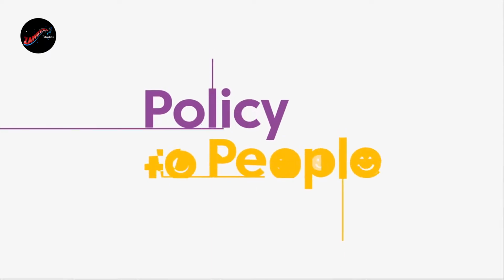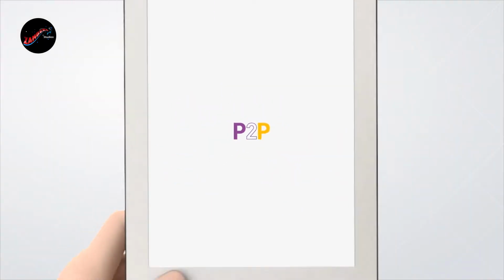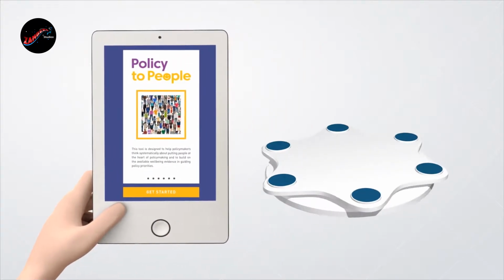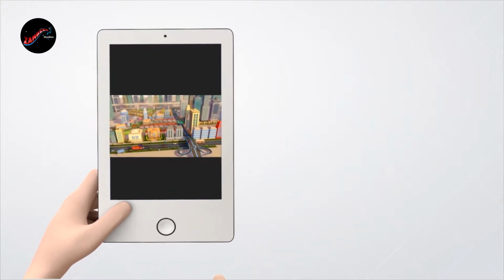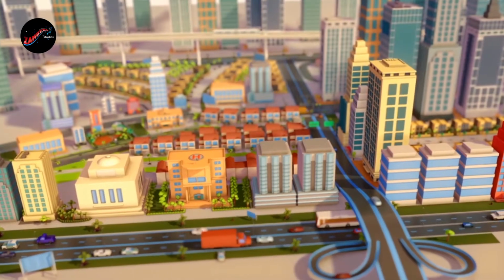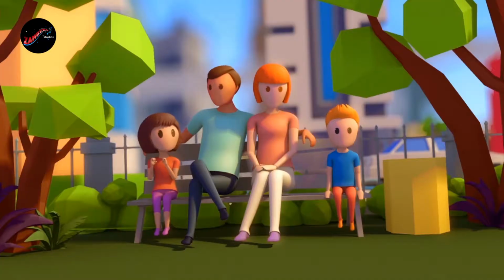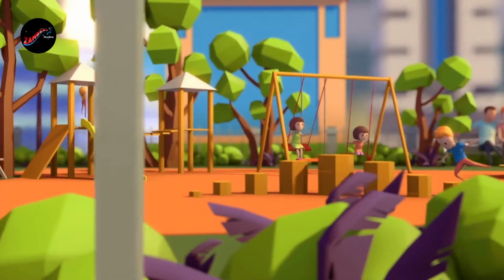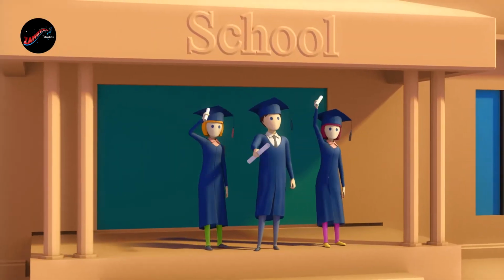Hello! We're here to discuss the Policy-to-People Impact Assessment Tool, also known as the P2P tool, which allows us to get closer to instilling well-being across all government entities. The Policy-to-People Impact Assessment Tool, P2P, is designed to put people's well-being at the heart of policy development, whereby well-being becomes embedded in the DNA of every government entity.